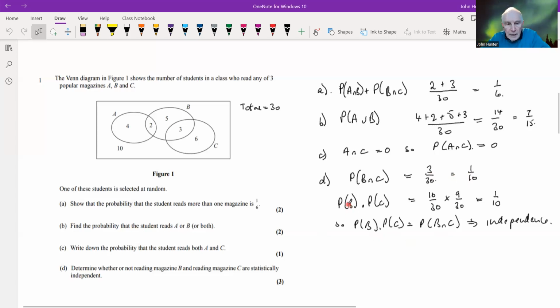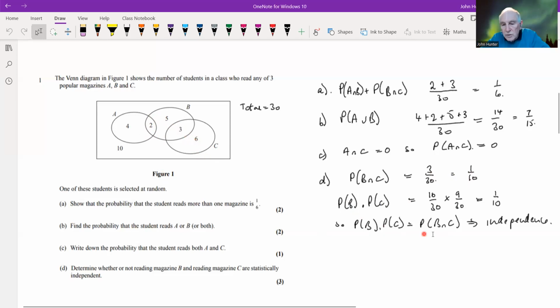The probability of B is this circle here. Well, we can see that's 2, 5, 3. That's 7 out of 30. Sorry, that's 10 out of 30. 2, 3, 5 is 10. Okay, 10/30ths. And the probability of C is these two, which is 3 and 6.